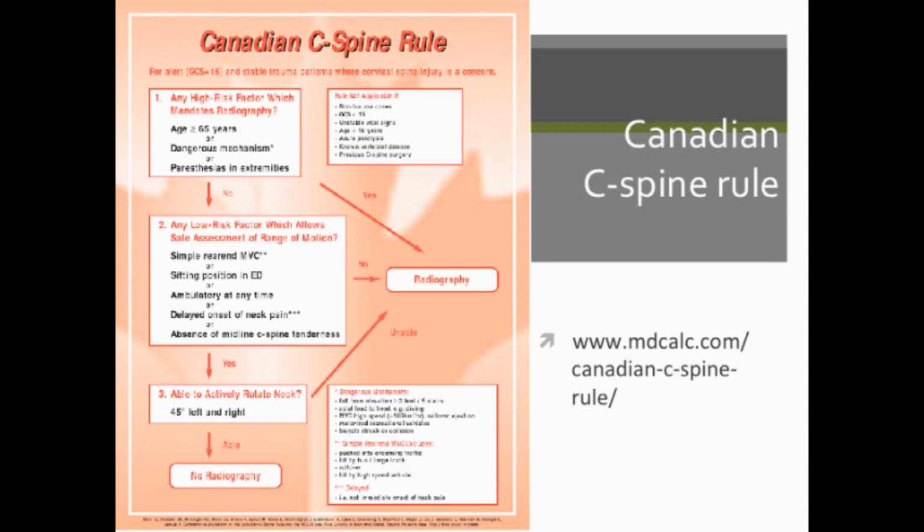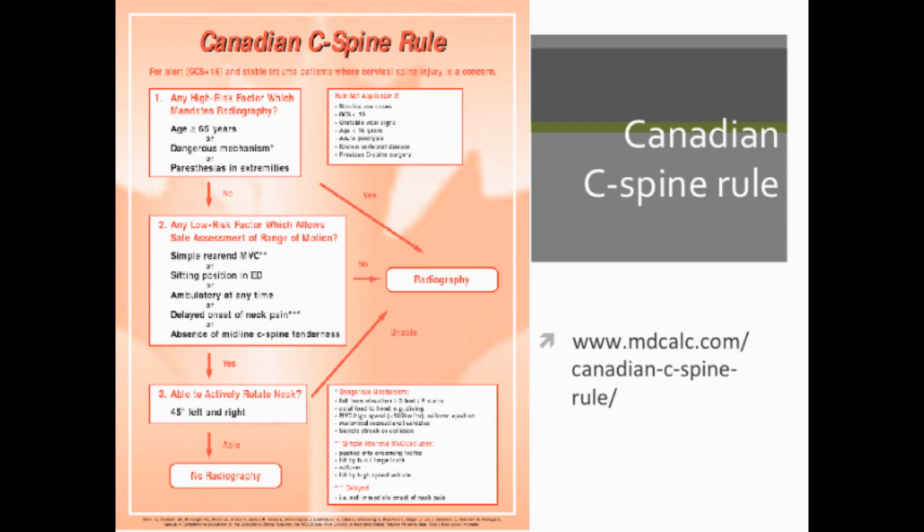The last set of guidance I wanted to make you aware of, and I think the most useful in clinical practice, is the Canadian C-spine rule. It's a useful guide, but it's slightly more complicated than the NEXUS criteria, and it can lead to clinicians being a little bit confused as to what is meant by this rule. There's a summary of the guidance on this poster that's detailed on this slide.